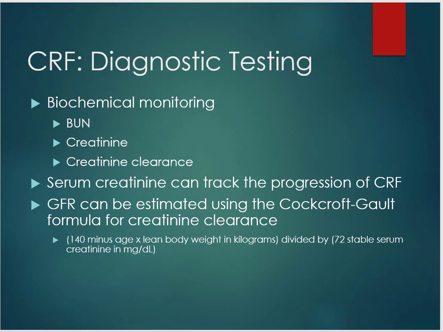And those blood studies that you would be doing would be your BUN, creatinine, and your creatinine clearance, and your creatinine can track the progression of chronic renal failure. The GFR can be estimated using the Cockcroft-Gault formula, and it's listed there below. But if you're needing more information on how to calculate that, likely some of the apps on your phone that you might use for medications can calculate it, and there are also free apps out there that you could add to your phone if that's something you needed to do frequently.